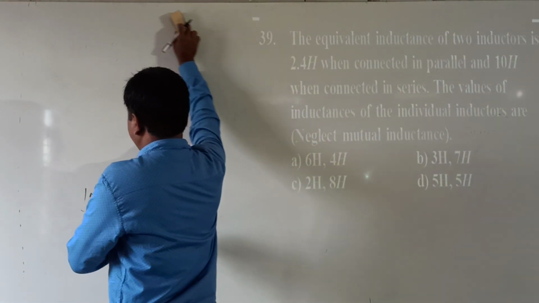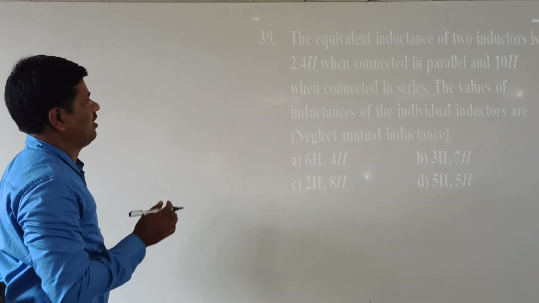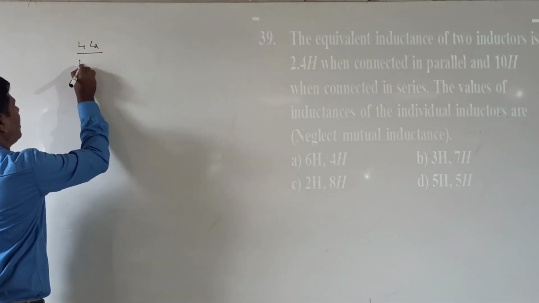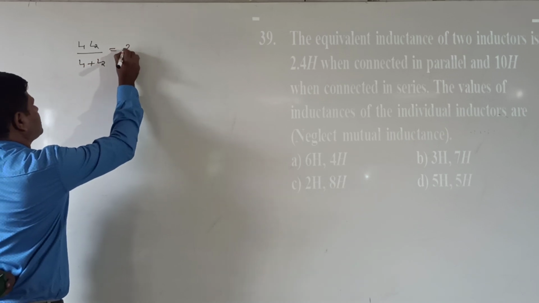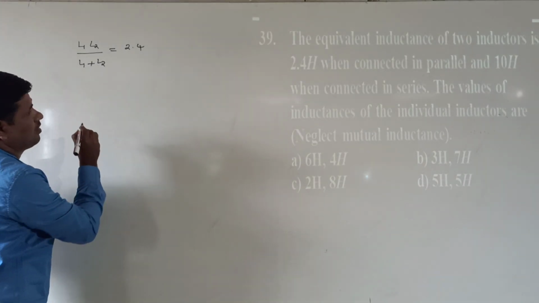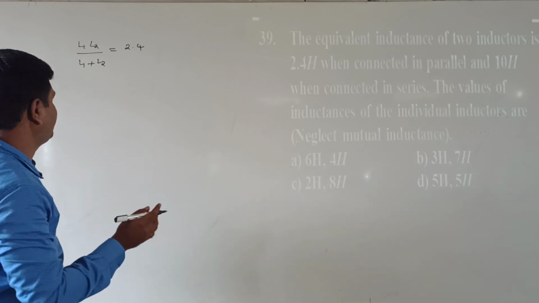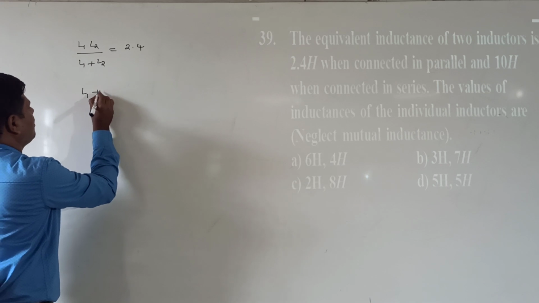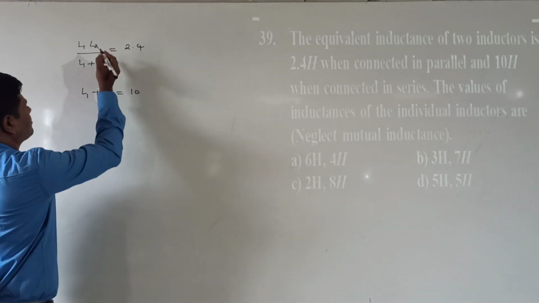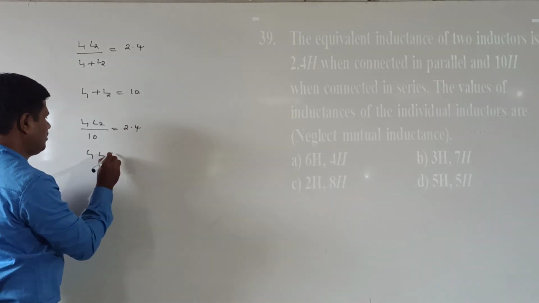What is question number 39 here? Two inductors are given, connected in parallel combination. What is the effective inductance formula? L1 L2 by L1 plus L2 is equal to 2.4. Next, 10 Henry when connected in series combination is L1 plus L2 equal to 10. Now substitute this L1 plus L2 value here: L1 L2 by 10 is equal to 2.4, so L1 L2 equals 24.